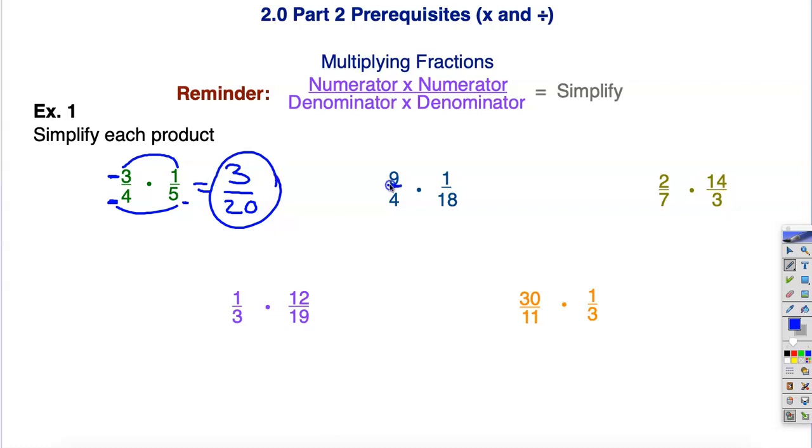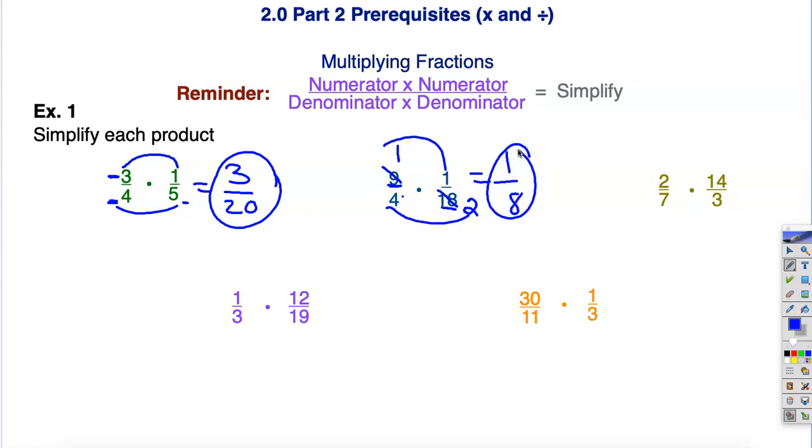You'll notice with 9 and 18, they both have a common factor of 9, so we can cross cancel and divide each of those by 9. 9 divided by 9 would be 1. 18 divided by 9 is 2. 1 and 4 don't have any common factors other than 1. So we're going to multiply straight across. So this answer would be 1/8.